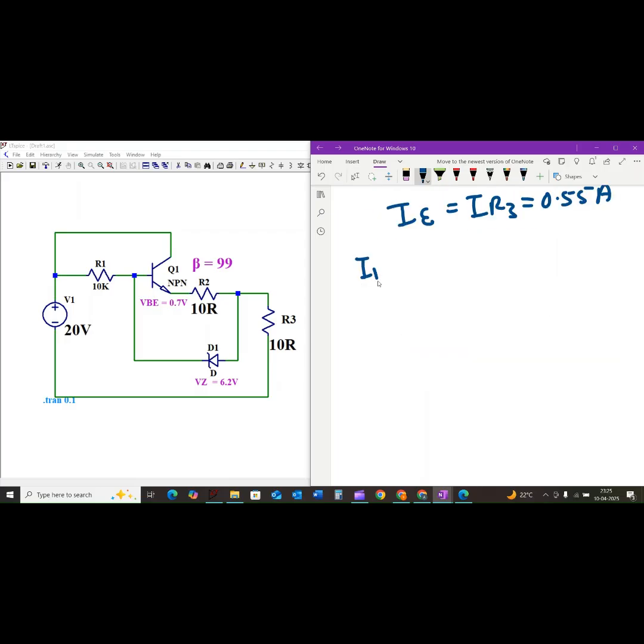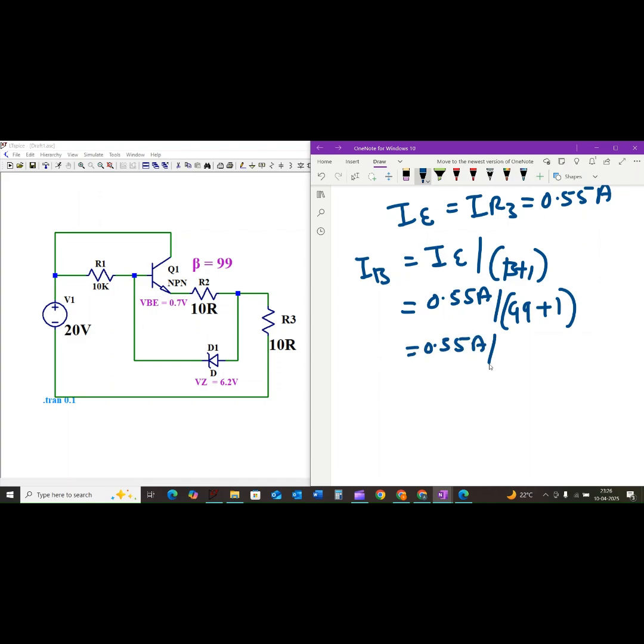So IB is equal to IE divided by beta plus 1, which is equal to 0.55 amps divided by 99 plus 1, which is equal to 0.55 amps divided by 100.